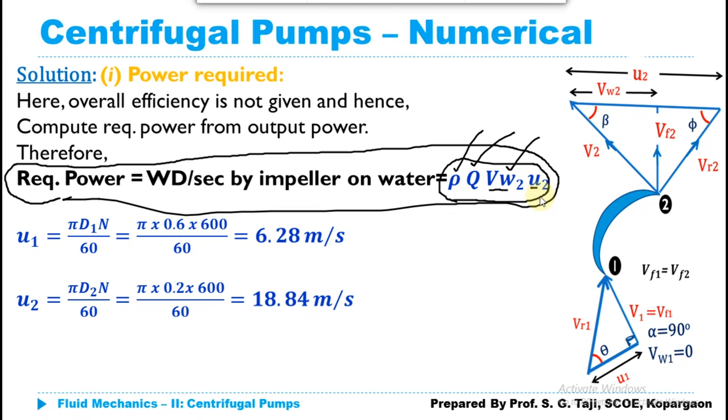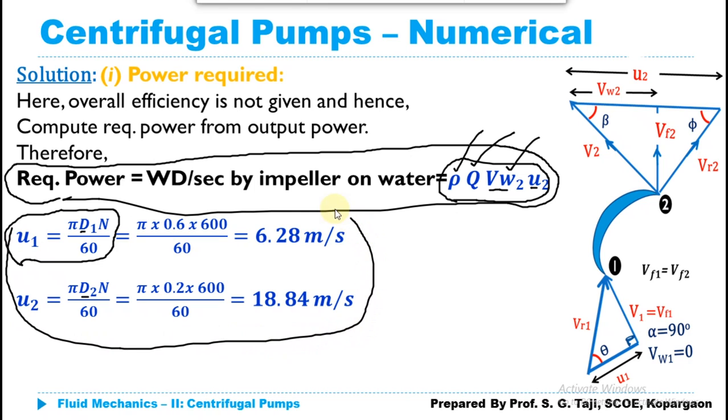Now we know that D1 and D2 are given, N is given, then you can calculate U1 and U2 both easily by using the expression pi DN upon 60. So for calculation of U1 take D1, and for the calculation of U2 take D2. So both are coming out as 6.28 meter per second and 18.84 meter per second respectively.